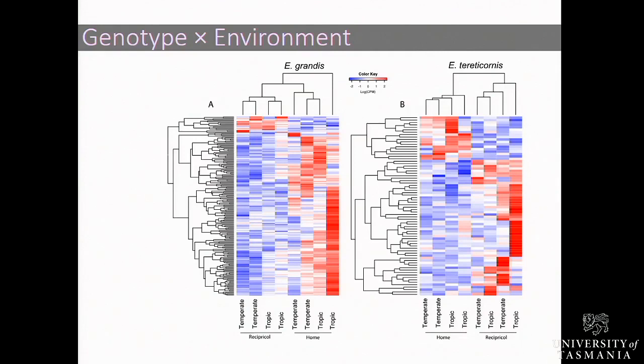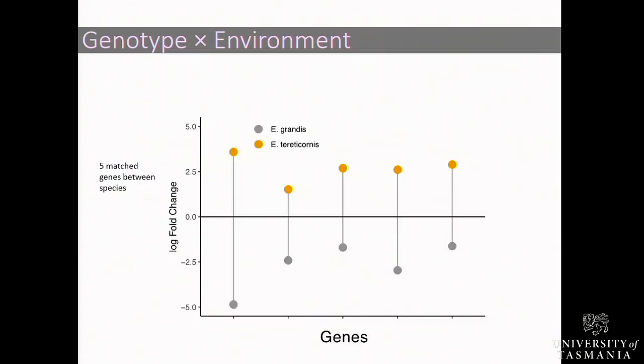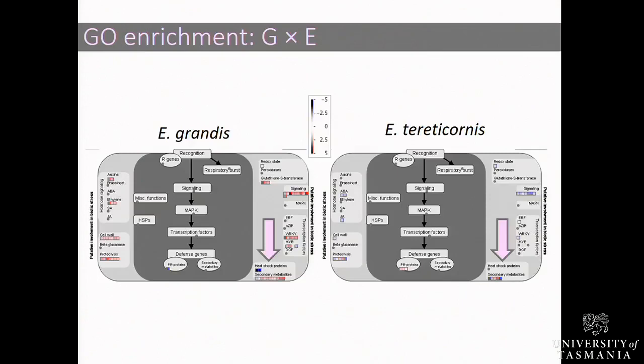If we look at the genotype by environment interaction, it starts to get a bit messy, but there's still a bunch of genes involved in this process. What's really interesting is that only 5 genes are in common between the species, and all 5 show completely different differential expression patterns. This might be really important for adaptation, in that each species has found different ways to become adapted to the environment it's being grown in.